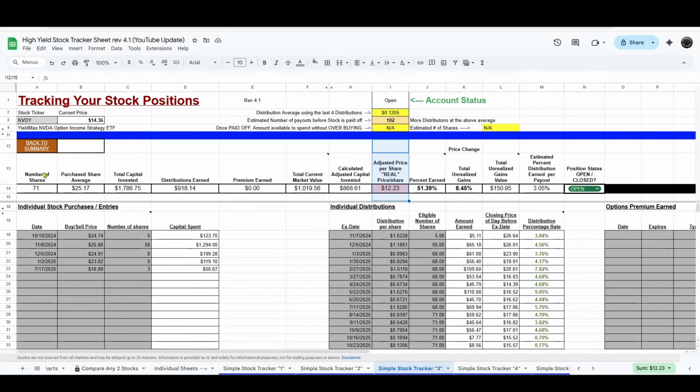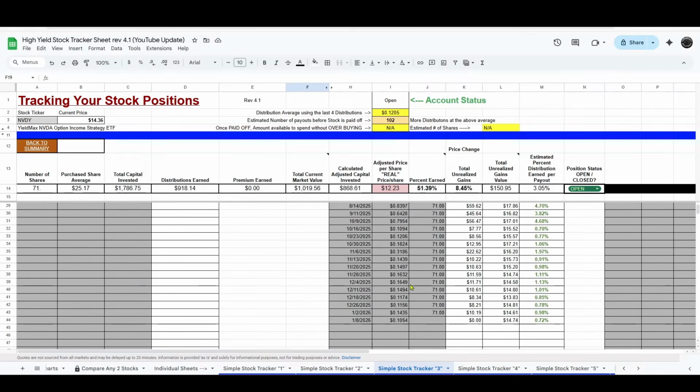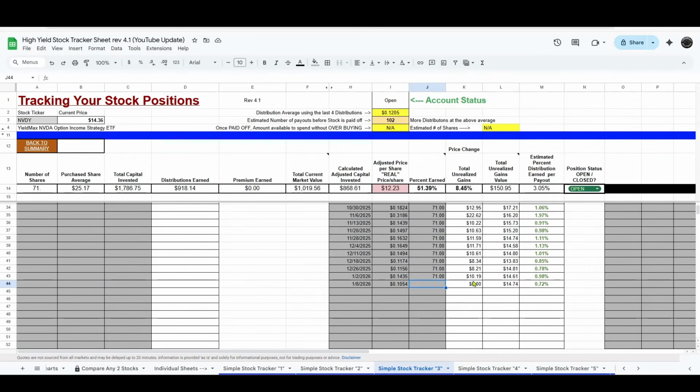Moving on to NVDY. So in NVDY here, I have a total of 71 shares. We got paid 10 cents. And that 71 shares is going to adjust my real price per share from $12.23 down to $12.13.